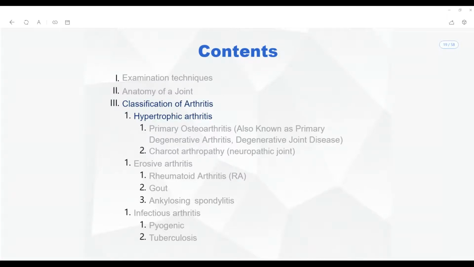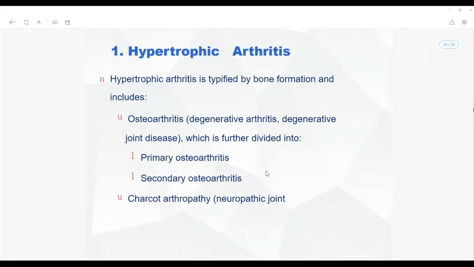Now, the other conditions we are going to look at: when these kinds of changes are happening because of primary conditions, which are directly related to the bone, we call them primary osteoarthritis.